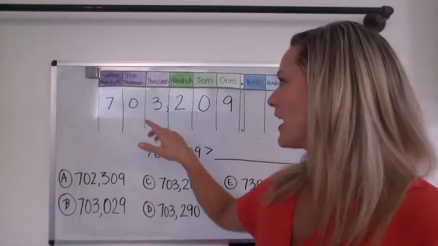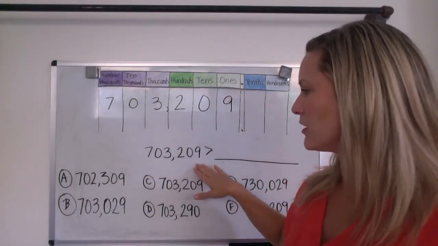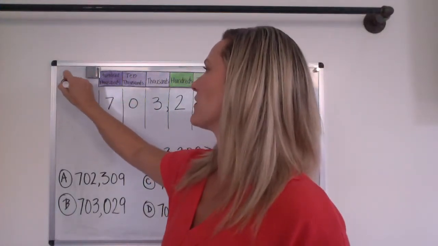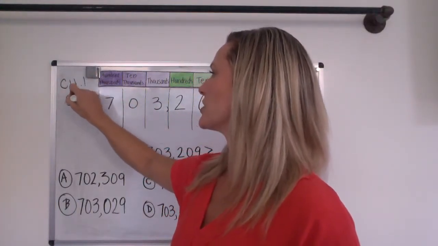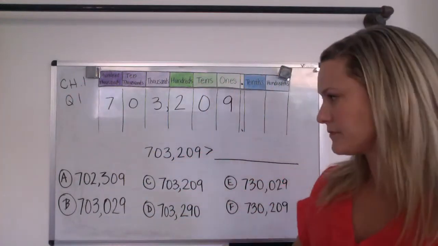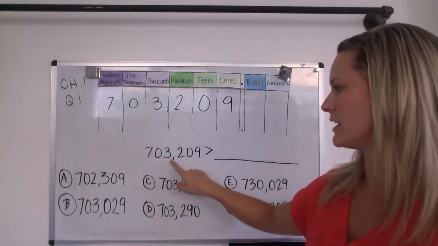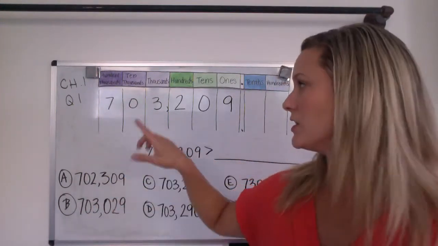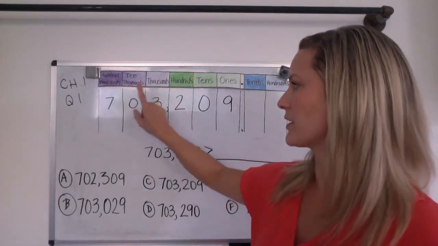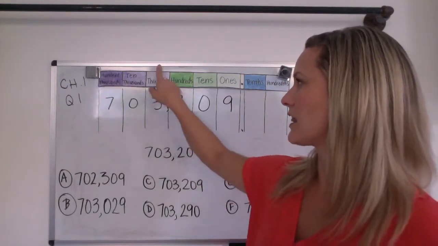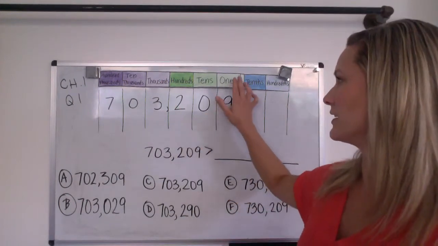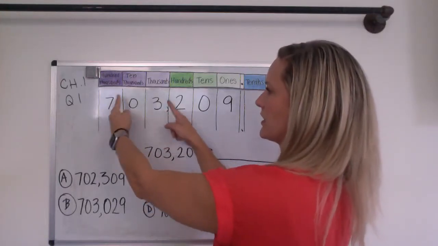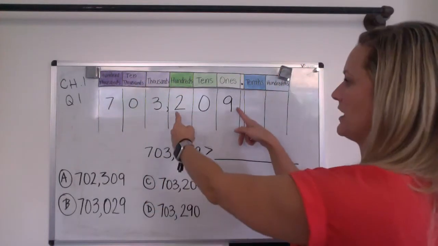So I drew out this chart because it kind of helps us answer question number 1 on the Chapter 1 review. So this is Chapter 1, question 1. All right, so we have to find out 703,209. And actually, if you're still learning how to read numbers, this can help you. So you say this as a period, 703,209. And we don't have to say ones, it's just 209. So I say this number, 703, and then whatever period it's in, and then 209.